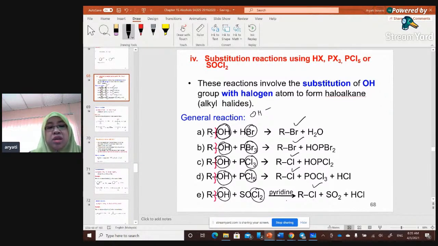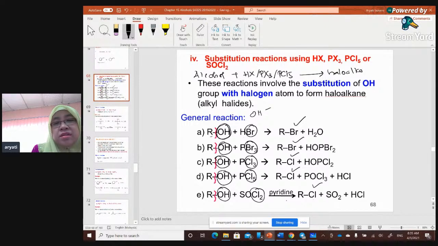So you can conclude that when alcohol is reacted with HX or PX3 or PCl5, so dia akan produce ini haloalkane. Okay, the type of reaction, nama tindak balas yang dilakukan ialah nucleophilic substitution reaction. So what is your nucleophile? OH minus is nucleophile. Substitute with X.